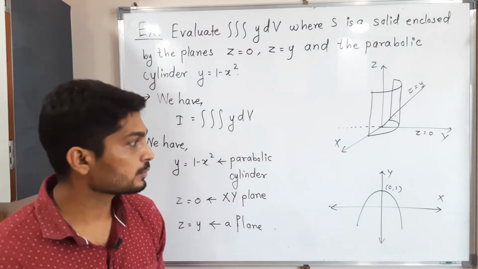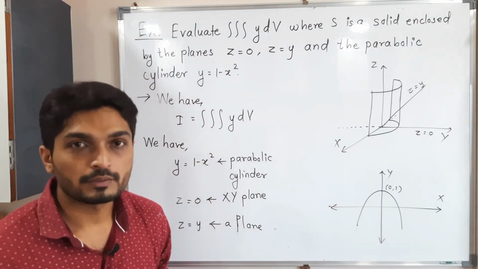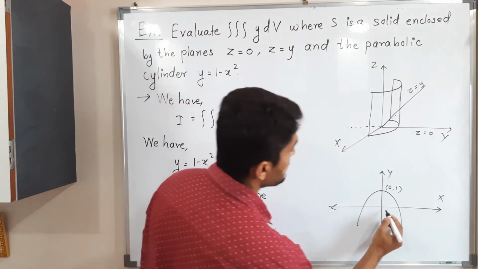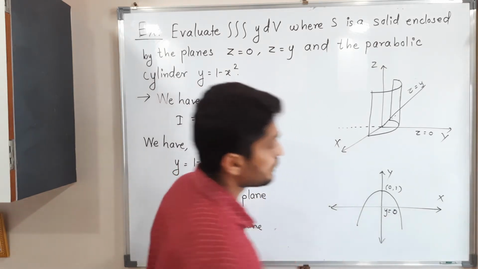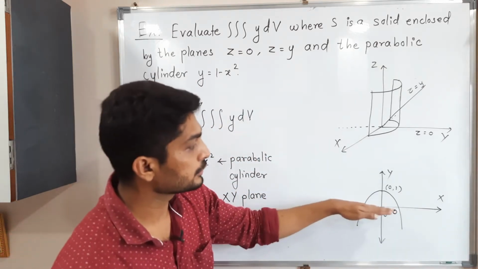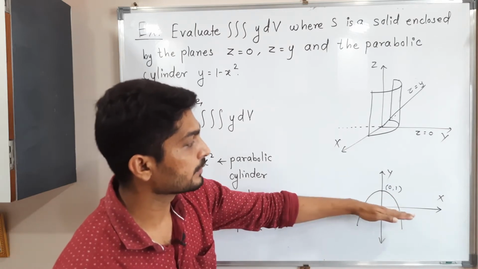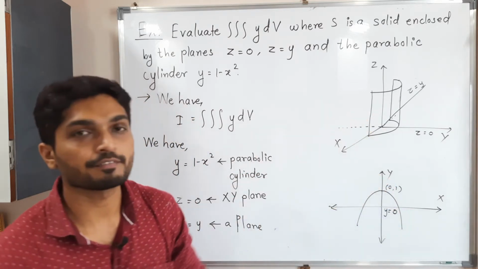So y is equal to 0. That means in 2D, y is equal to 0 is the equation of x-axis. So that means the region is bounded by, in xy plane, y is equal to 0 and this parabola, and in 3D it will be like this.